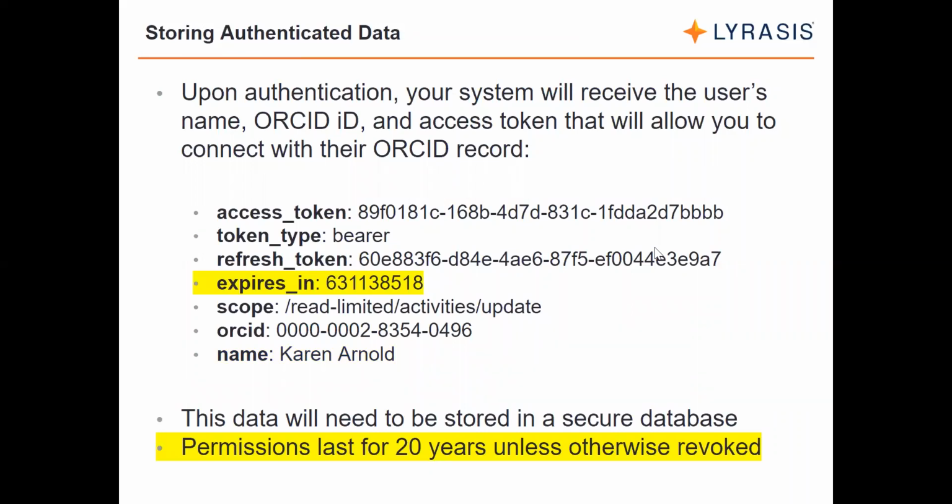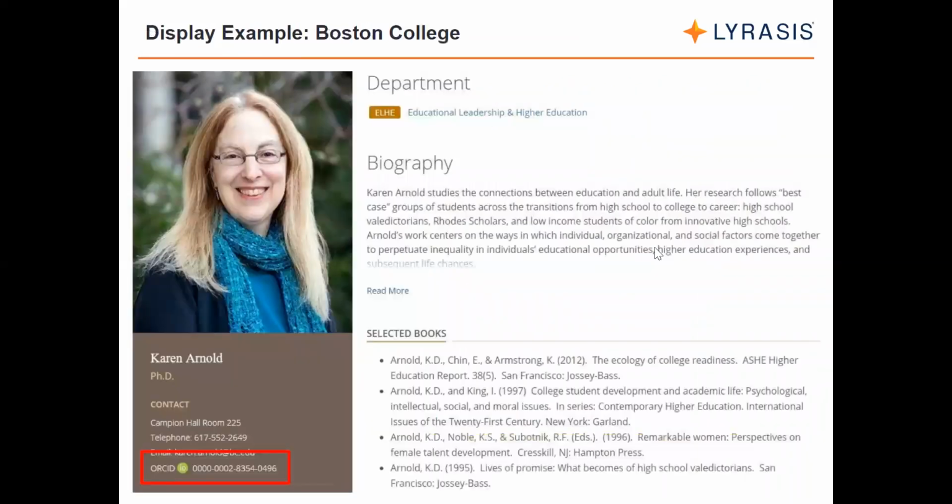So once you have collected authenticated ORCID IDs from your researchers, you can display them in any kind of relevant system, such as faculty profiles in this example from Boston College. You can also import any public data from ORCID into your system, such as a faculty profile or reporting system.